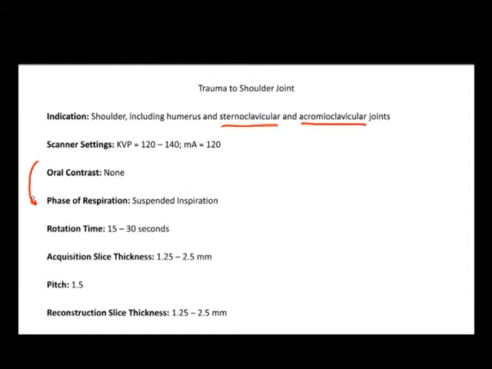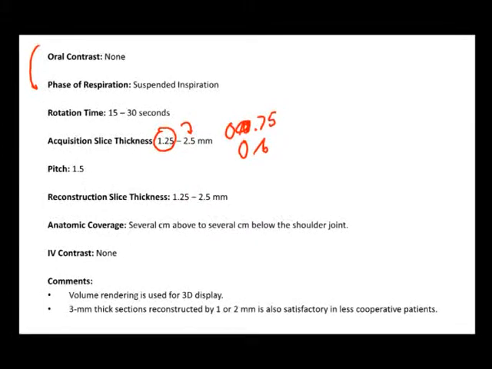Slice thickness, because you're dealing with very small portions of anatomy as well, you want to utilize thinner slices if possible. 1.25 in my opinion would be the maximum that I would want to go. However, the book says that you can go up to 2.5, but if your scanner will go lower, and I know many scanners will go 0.75 to 0.6, definitely utilize the smaller settings if at all possible.